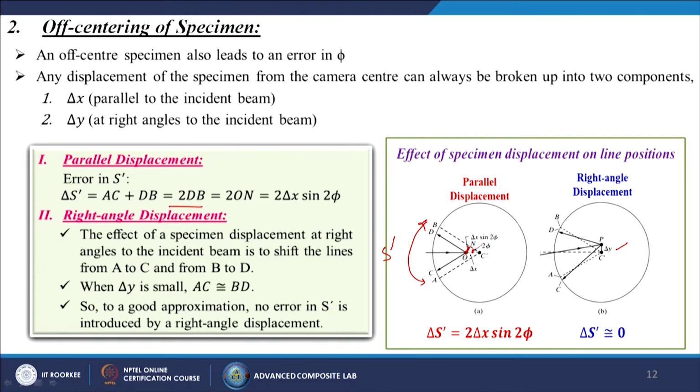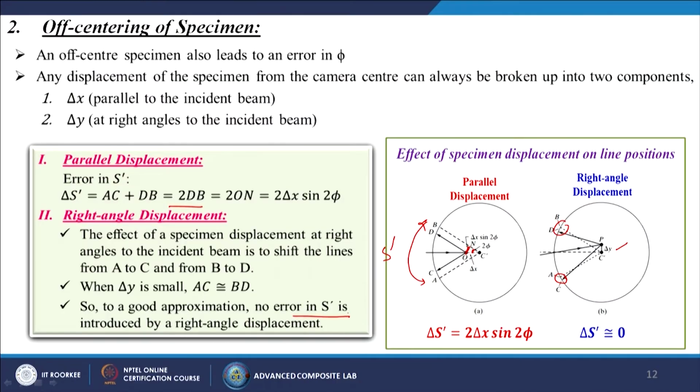And when you are talking about the right angle displacement, the effect of a specimen displacement at right angles to the incident beam is to shift the lines from A to C and from B to D. In this particular case you can see that A to C is very small and B to D is also very small. Del y is small, so AC is almost equal to BD. So, to a good approximation, no error in S prime is introduced by a right angle displacement. In this case del S prime is almost equal to 0.